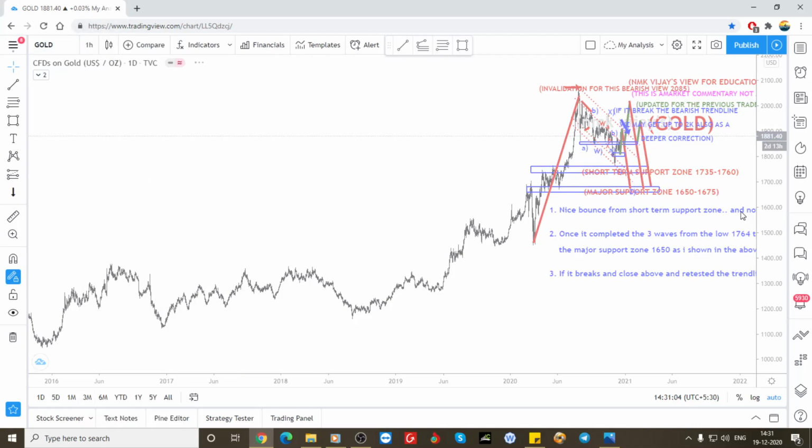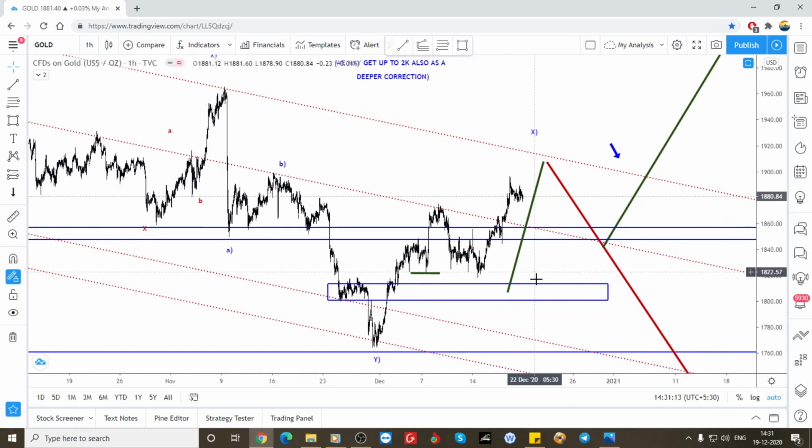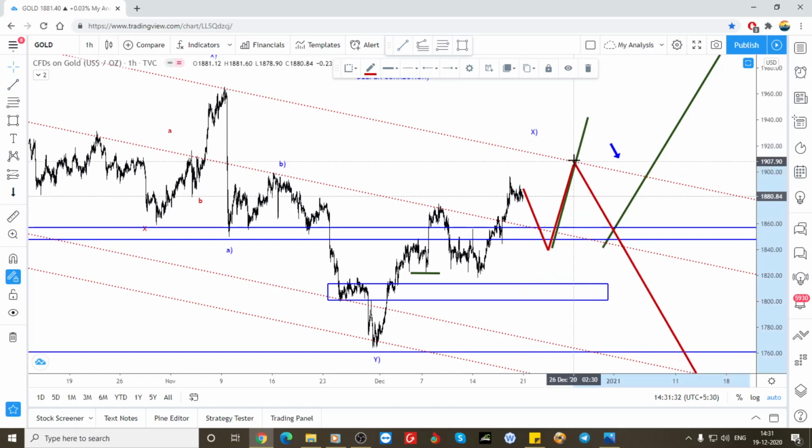So gold, what I expected, the 1905, it's still there. From here, I expected it to go to the 1800 zone or 1790, and again it has to shoot, but it did a very small correction and it is already there. So this could be a W, this could be X, A, B, and C. It already did that, or one more low and one more high. So like this, it may happen, and whether it is going to drop.